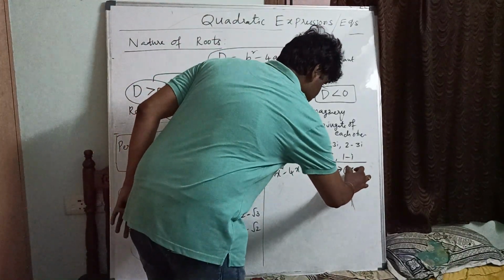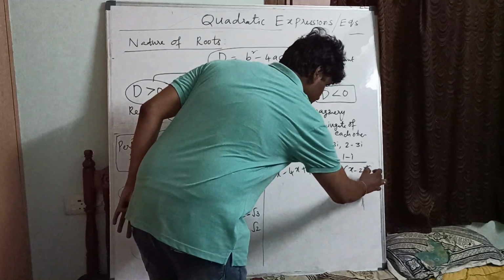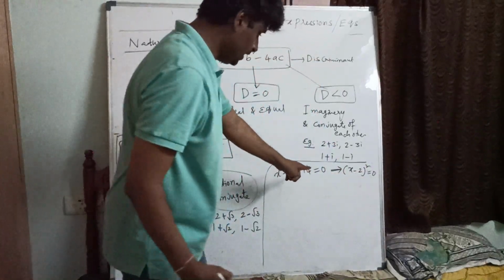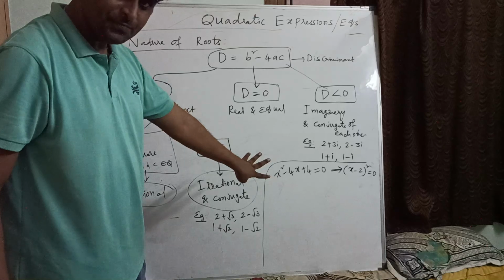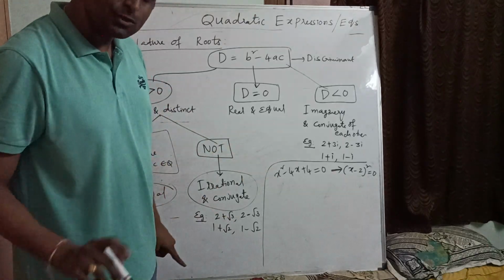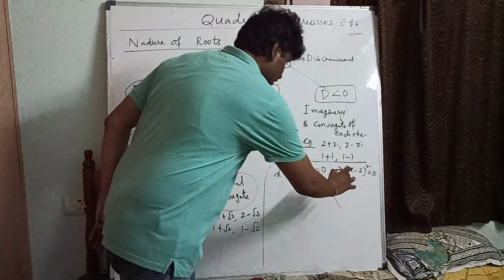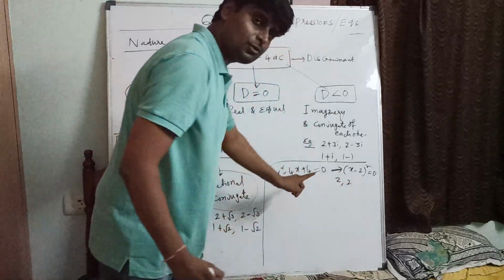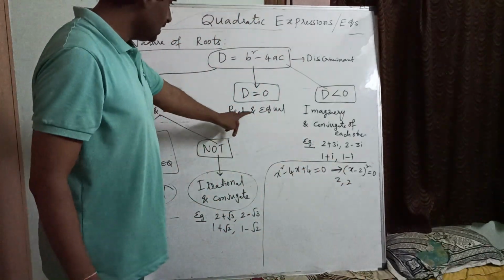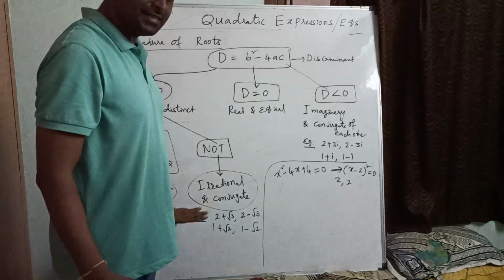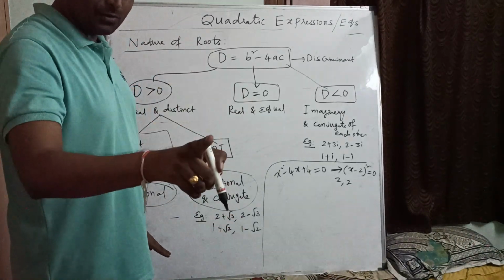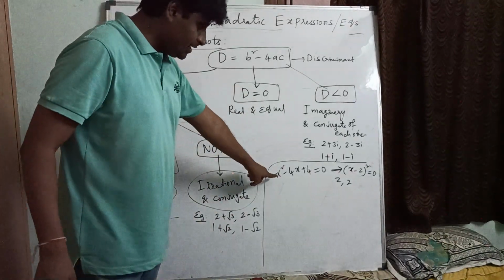This is (x minus 2) whole square equal to 0. Correct or not? (x minus 2) into (x minus 2). That means, what are the roots? 2 comma 2. Whenever the roots are 2 comma 2, the roots are real and equal. Real and equal means what must be satisfied? The discriminant must be 0. Will the discriminant be 0 here?